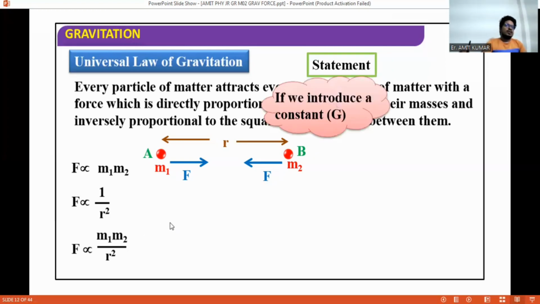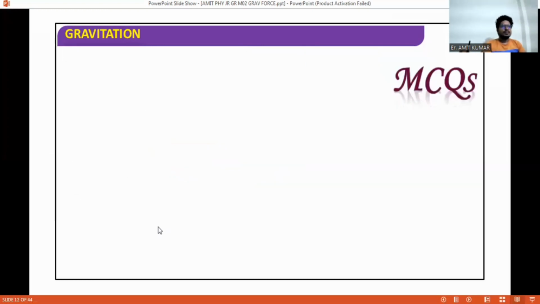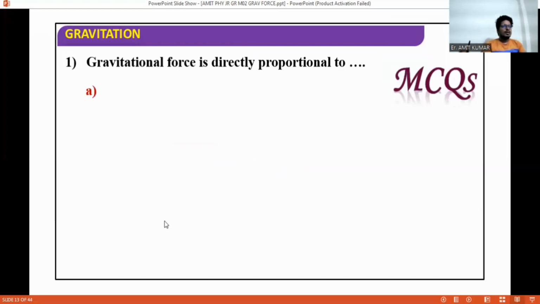So from here we need to introduce a constant to remove the sign of proportionality. So the result will come F equals G M1 M2 by R square. What is G? The constant of proportionality in the universal law of gravitation. Clear? Can you do questions? Lastly, wrap up. Gravitational force is directly proportional to the product of masses.